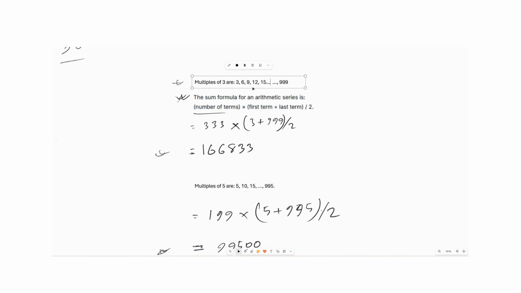Okay, this is enough. Can you check? This is a 15 and this is a 15, right? So here also we counted 15. Here also we counted 15. So 15 comes twice, right?